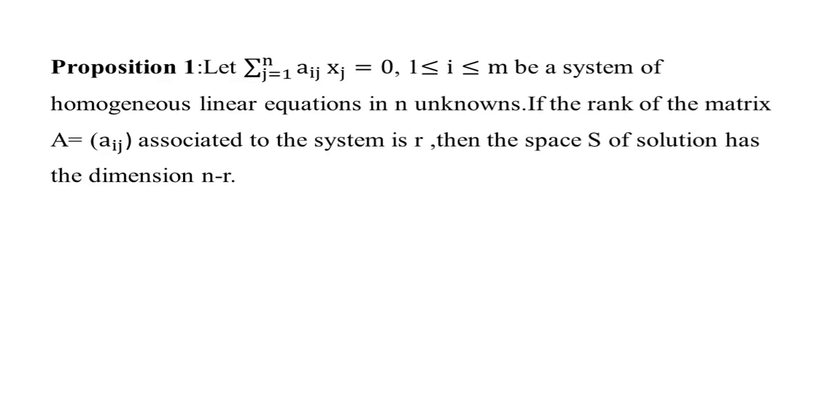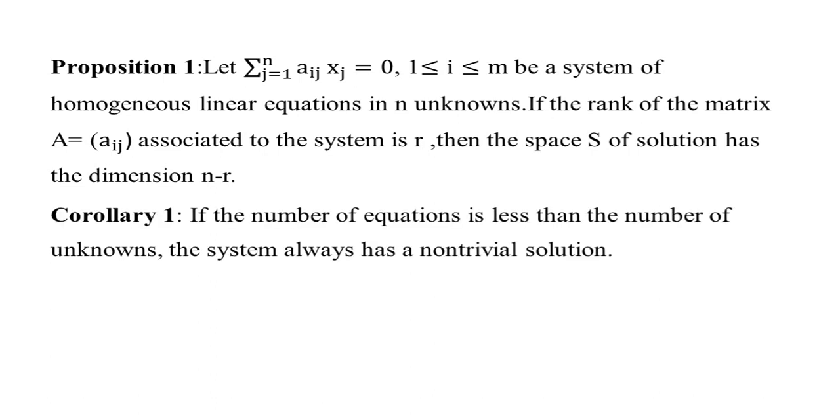Students, here we have a statement of the proposition. Let the sum over j equal to 1 to n of aij xj equal to 0, 1 less than or equal to i less than or equal to m, be a system of homogeneous linear equations in n unknowns. If the rank of the matrix A equal to (aij) associated to the system is r, then the space S of solutions has the dimension n minus r. Now we have a corollary to the previous proposition. If the number of equations is less than the number of unknowns, then the system always has a non-trivial solution.